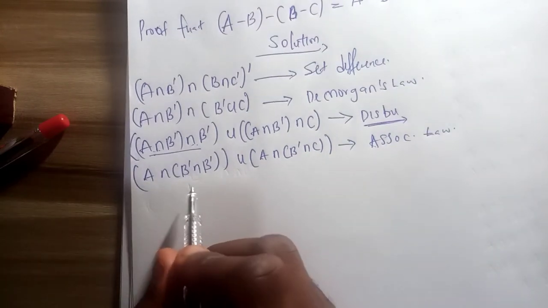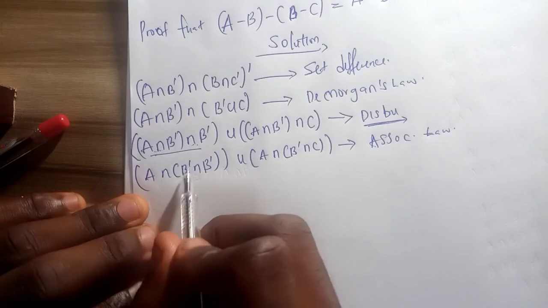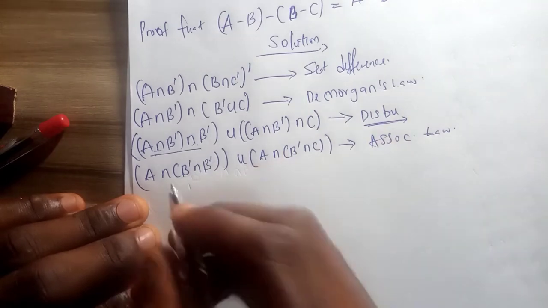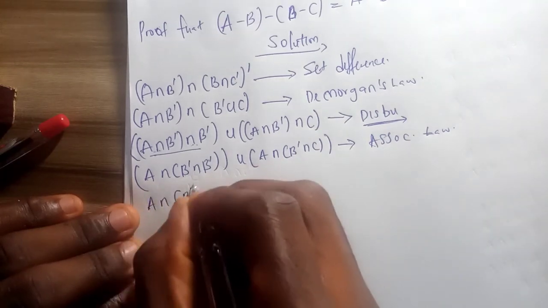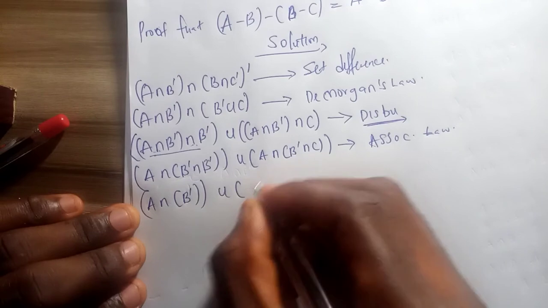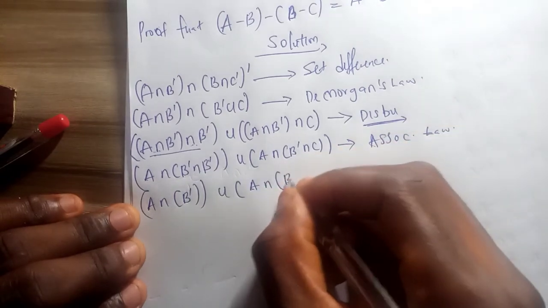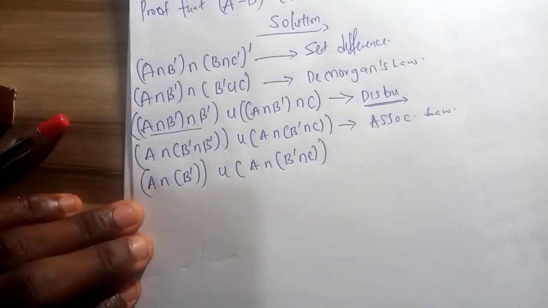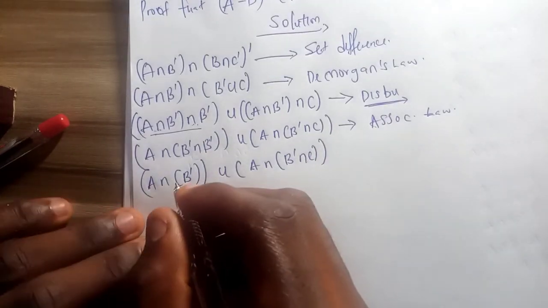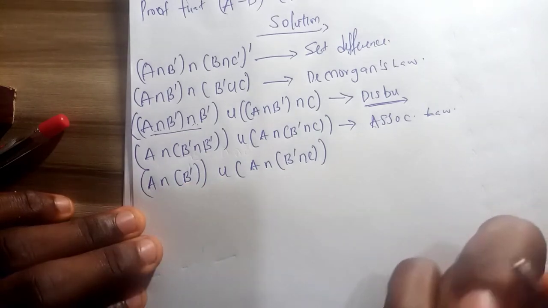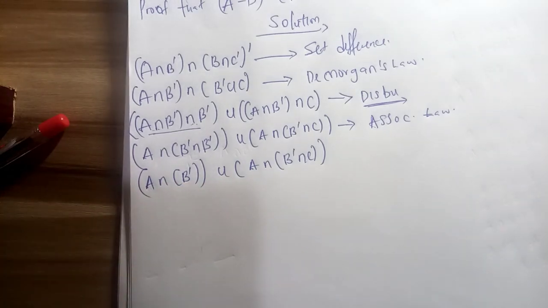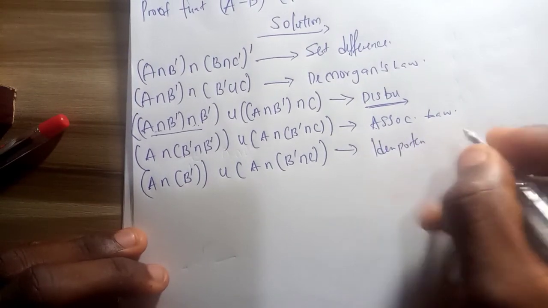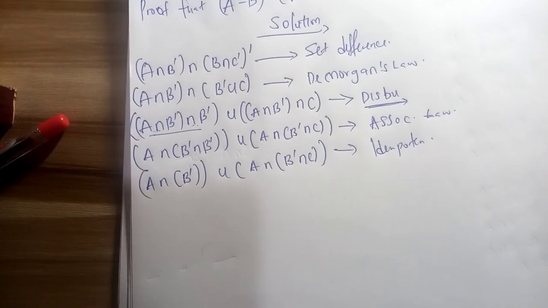So what's the next thing to do? Now we have this particular law in set theory that I gave you earlier. B prime intersect B prime will still give you B prime, right? So we have A intersect B prime union A intersect B prime intersect C. Okay, now what's the next thing for us to do? The next thing is very simple. Now we have been using the aspect of idempotent. We have been using the aspect of distributive.